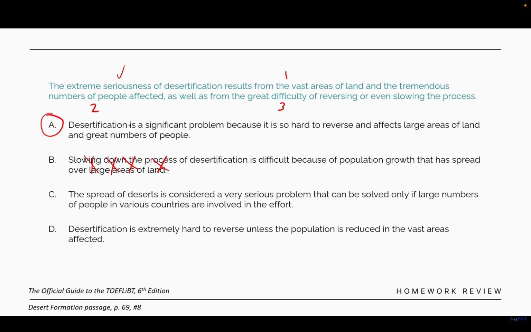So desertification is significant. We do have that extreme seriousness, right? And then because implies our reasons. So here it is: so hard to reverse, affects large areas of land and great numbers of people. Does that look like it fits? So yes, those three things we have here and the reasons. All good. Okay, thank you very much.